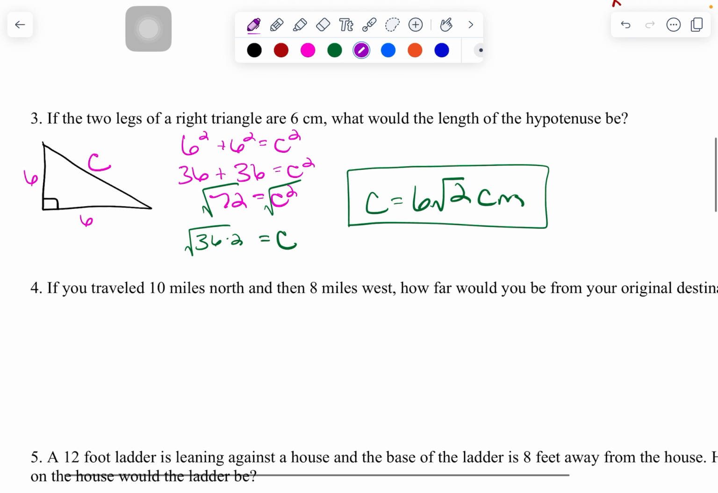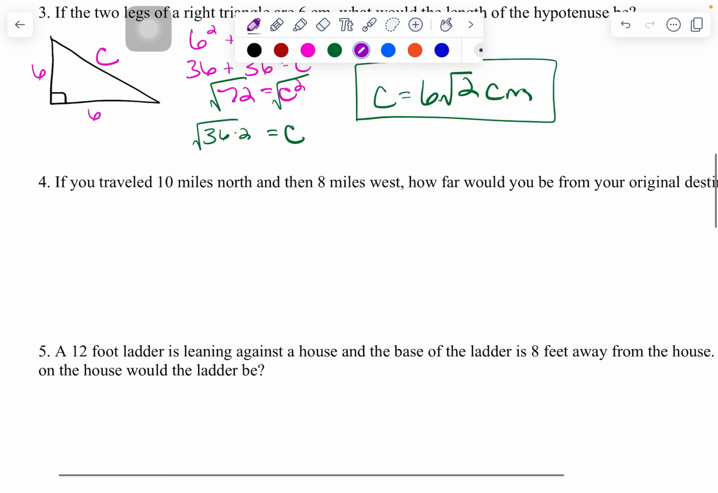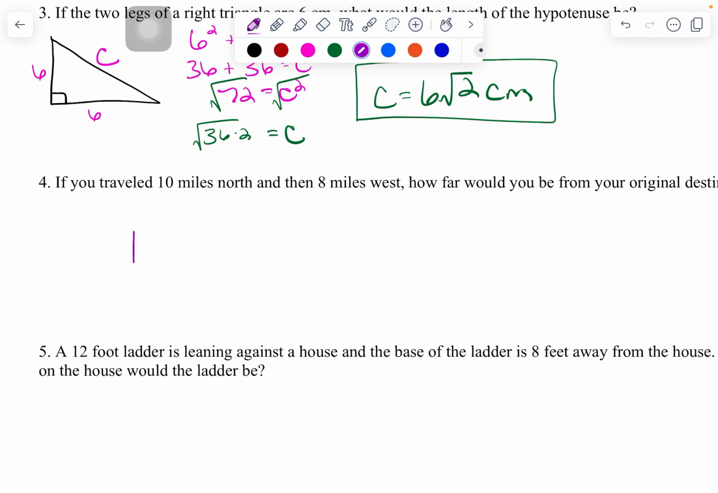All right, so problem number 4 then. You travel 10 miles north, then 8 miles west. How far would you be from your original destination? Now, this is a 90-degree angle here. When you go from being directly north to directly west, that is a 90-degree angle there.